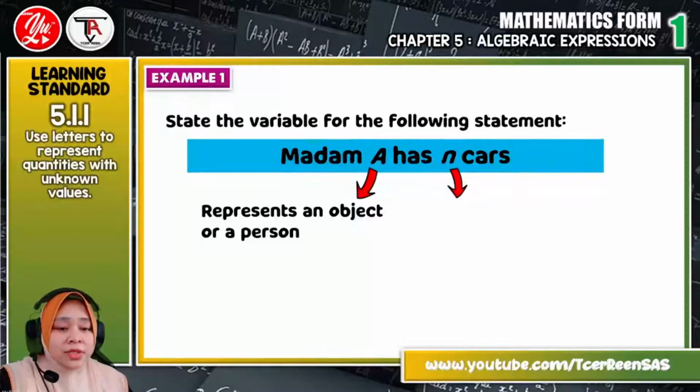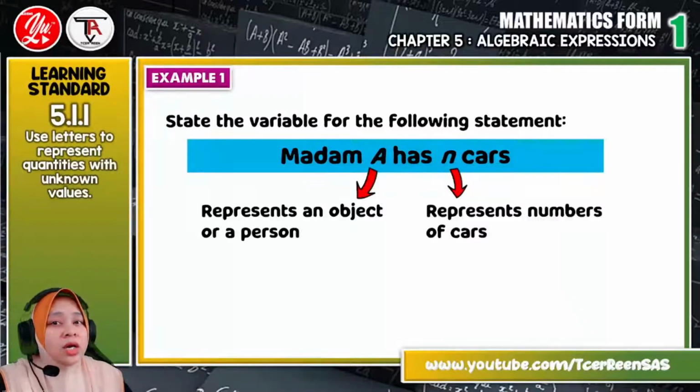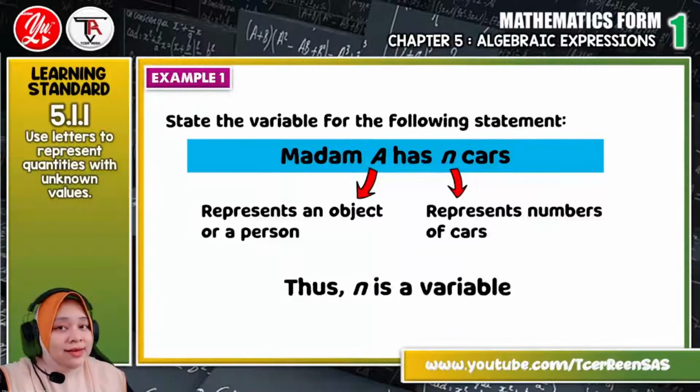Referring to this statement, Madam A represents an object or a person. It is not a quantity. And then car represents the number of cars, so we can take it as a quantity. We can count it. All right, so from this statement, N is a variable. So how to determine the variable? You must determine which one is a quantity, not an object or a person.